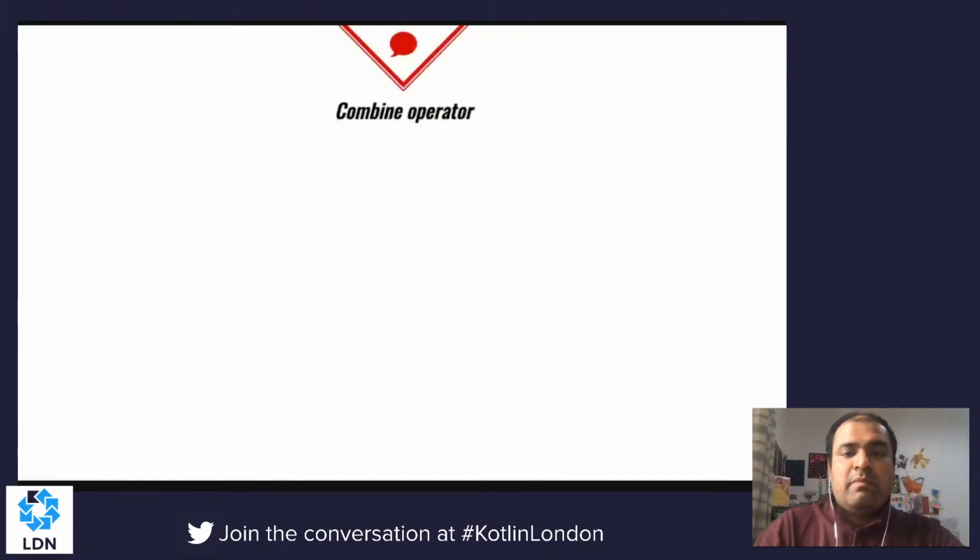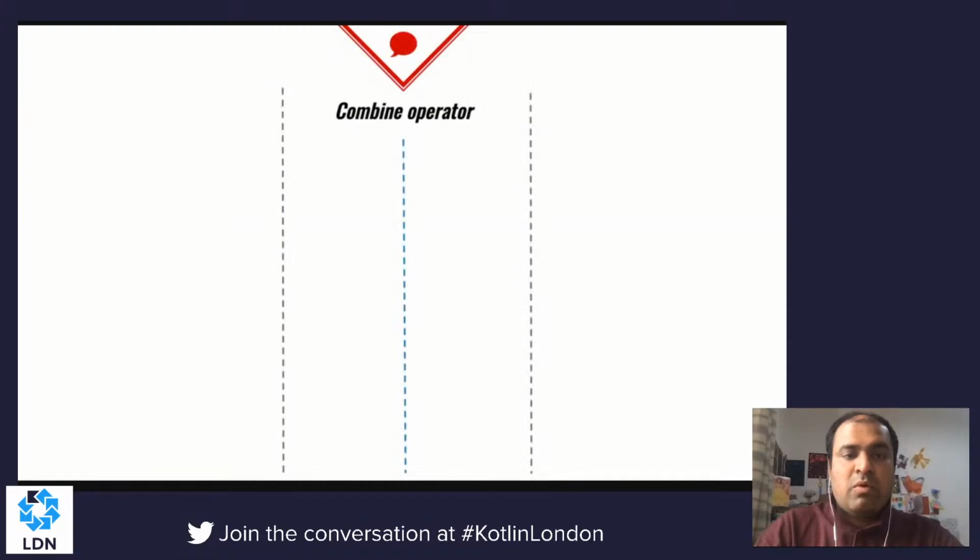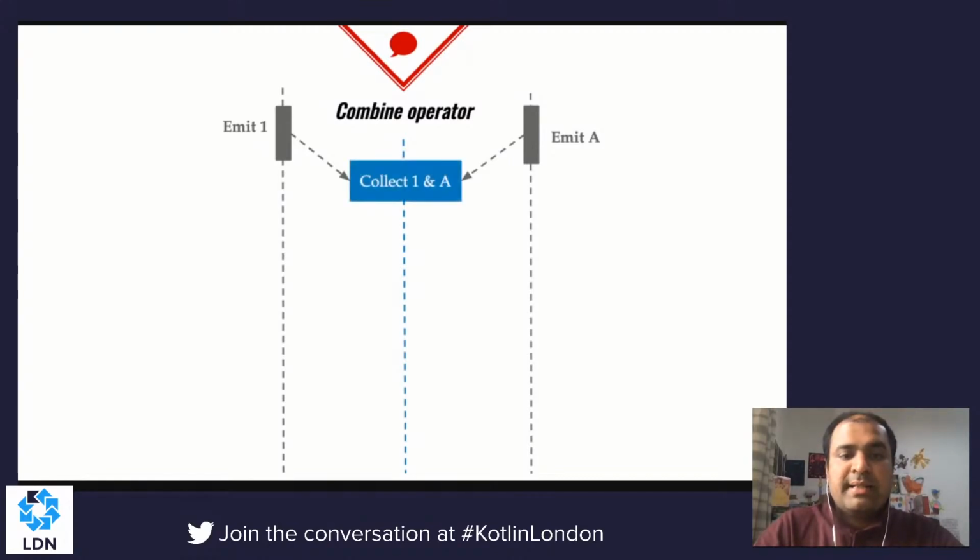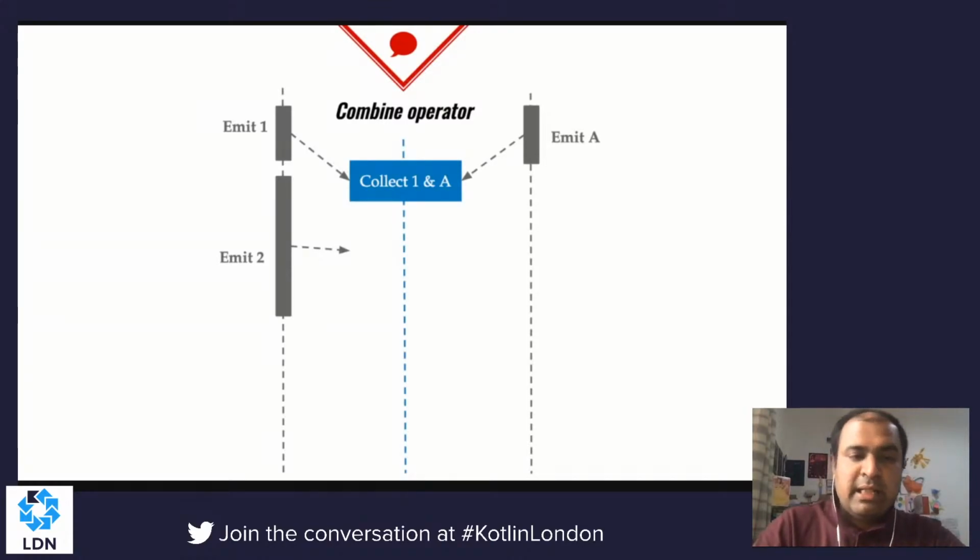We'll see the same behavior with some more infographics to make it easy to understand. Let's say there is emit 1 and emit A. So there are two parallel flows going on. One is emitting numbers, another is emitting some alphabets. That result is collected further using the combine operator. Now there is this emit 2, which is taking slightly longer than usual, but emit B is finished early. So what would happen in this situation?